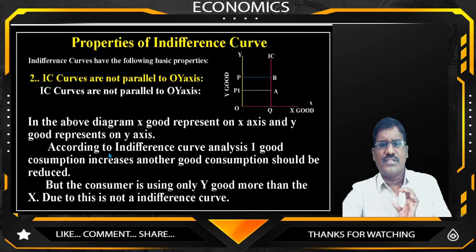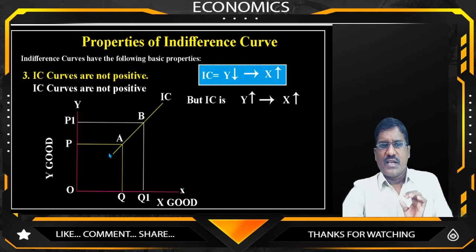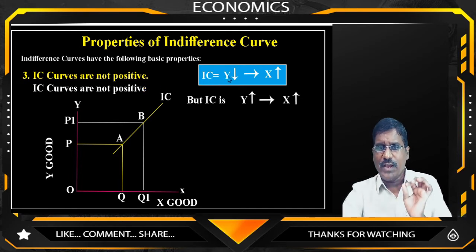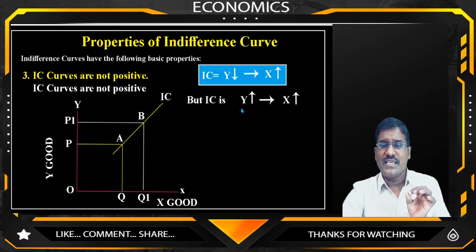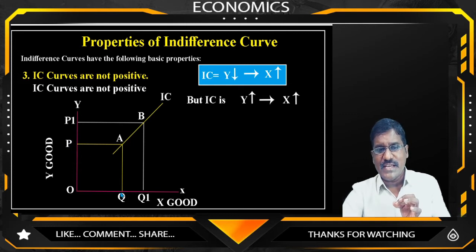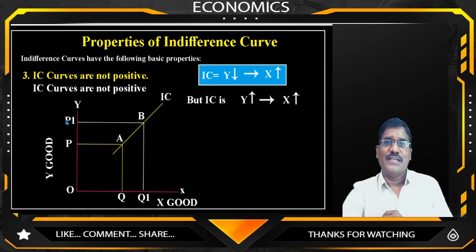Then the third one: IC curves are not positive. What is the indifference curve formula? Y decreases, X increases. Once again, Y decreases, X increases. But here Y increases and X also increases. The previous level is X good OQ and Y good OP. When the X good increases, Y should be reduced. But here X increases and Y also increases. It is the opposite action.